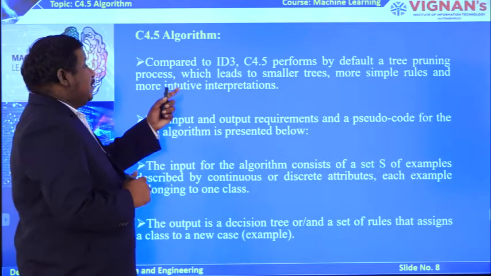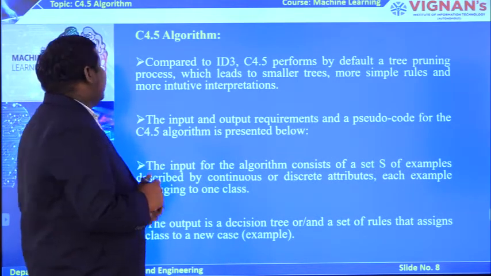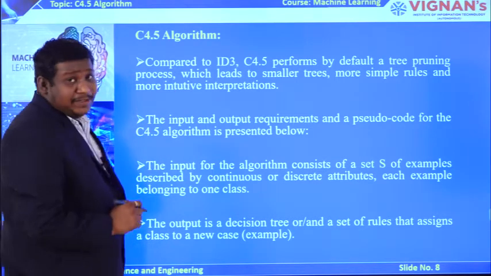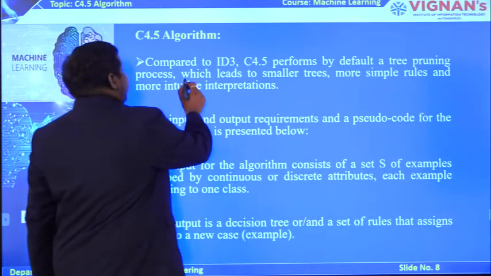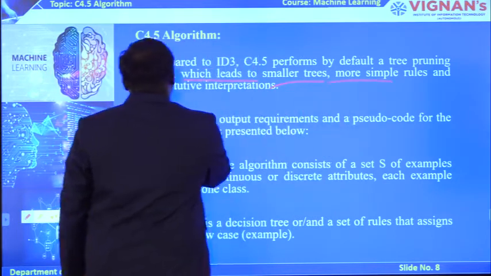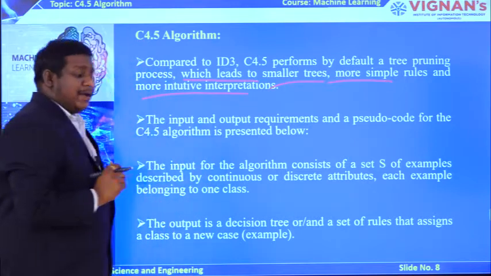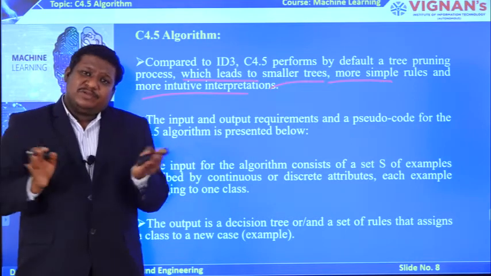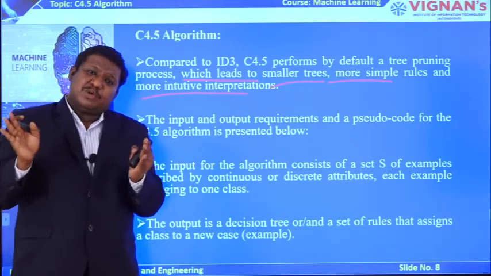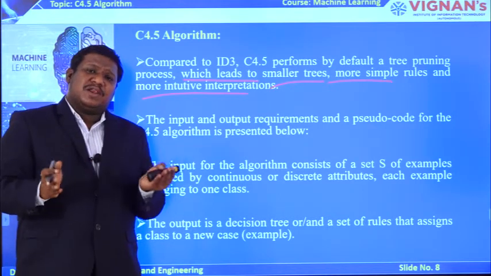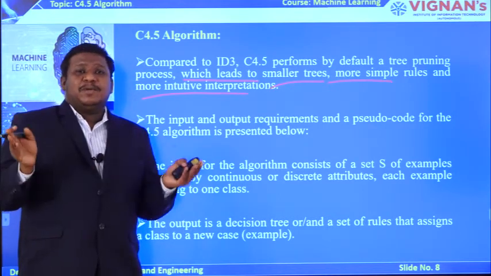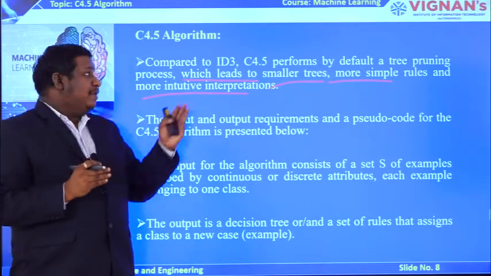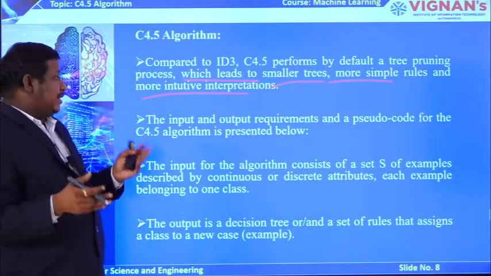Compared to ID3, C4.5 performs well by default with a tree pruning process. So, compared to ID3, C4.5 has the pruning process, which leads to smaller trees, simpler rules, and more intuitive interpretations. When pruning is there, whatever is unwanted, we will cut it such that the trees become smaller. When the trees become smaller and smaller, it will be very easy for us to understand the problem and to solve it. So, pruning plays a key role here.